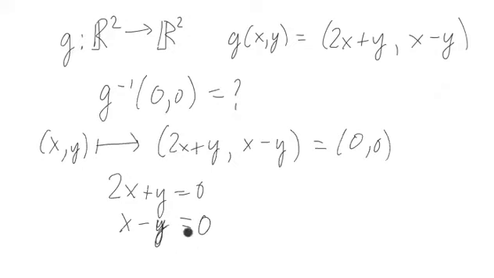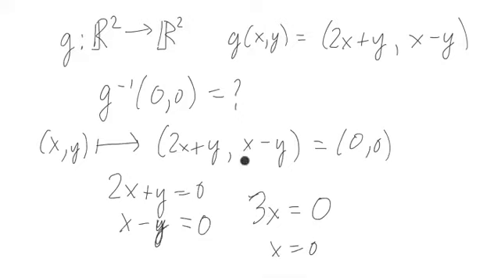So let's take a look at this, at least in this case. We could add both equations, and if we add them, we'll get another equation. Notice we'll end up getting 3x is equal to 0, so x is equal to 0.